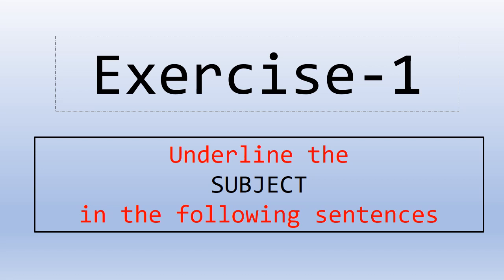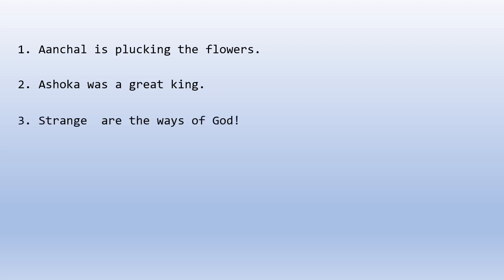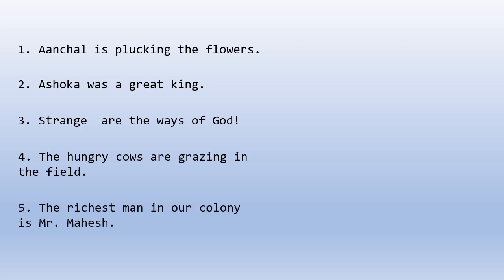Anchal is plucking the flowers. Number 2. Ashoka was a great king. Number 3. Strange are the ways of God. Number 4. The hungry cows are grazing in the field. Number 5. The richest man in our colony is Mr. Mahesh. Number 6. India is the largest democracy in the world.